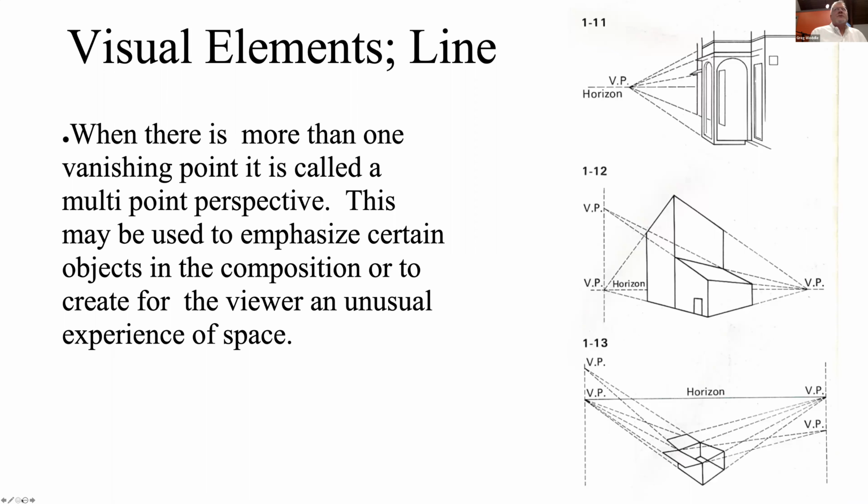When there is more than one vanishing point, it's called multi-point perspective. This may be used to emphasize certain objects in the composition or to create for the viewer an unusual experience. One of the fun things that I like to do is in the lower right here, there's a box, and you can just barely see in the box. I really want to know what's in that box. When you look at it, your mind is telling you, we should lean up a little bit and look inside the box. Now, there's no looking in the box. It's a two-dimensional space. You can't see in the box. But I could draw the box so I'm looking and it's open, but I can't see in it at all. And it really makes me want to look up.